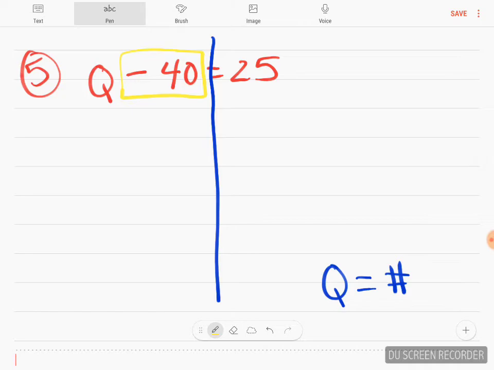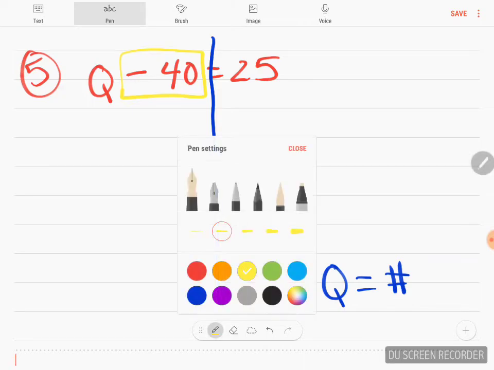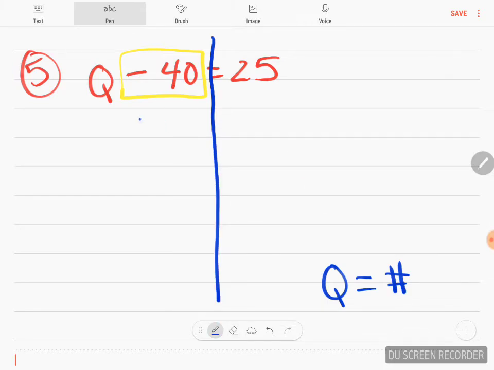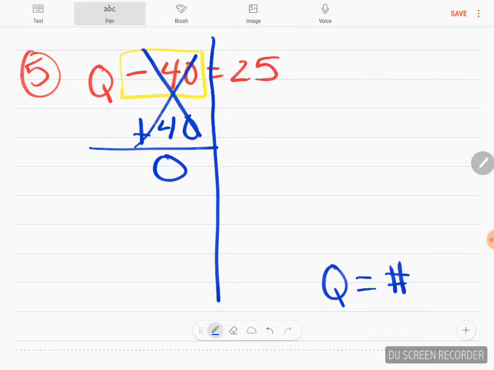When we use the inverse operation, we need for this 40 to become a 0. But anything that we do to the left side, we must do to the right side. So I can take this. If I add 40 right here, -40 plus 40 is 0. It goes away. I'm going to bring down my Q. I'm going to bring over my equal sign. Now, I added 40 to the left side, so I must add 40 to the right side.